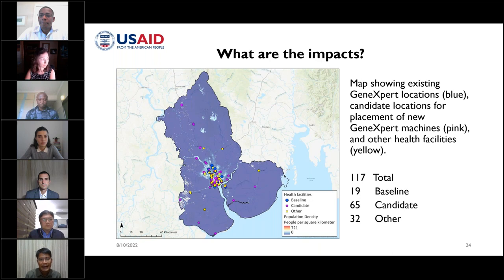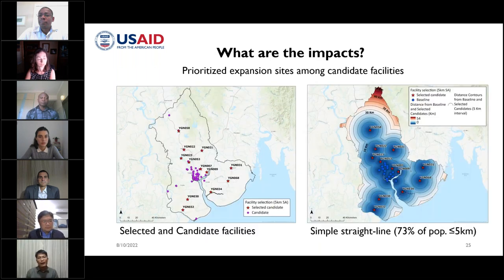And then we have a list of candidate facilities, which were potential sites to expand the GeneXpert machine. Among 170 facilities, we identify 65 candidate facilities. Next slide, please. Among those facilities, for better efficiency, we need to prioritize. We need to select the sites to prioritize in expanding the GeneXpert network. So in this case, we need to consider other contexts we have further. So a lot of coordination and collaboration work was done to identify 12 candidate facilities across the region. So finally, we found that by expanding 12 GeneXpert machines in the existing diagnostic network, more than 10% of population will be covered within 5 kilometer distance from the nearest facility. Next slide, please.